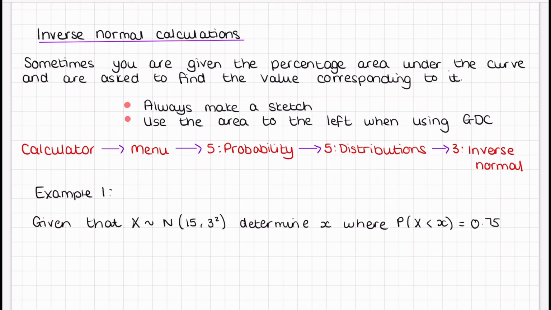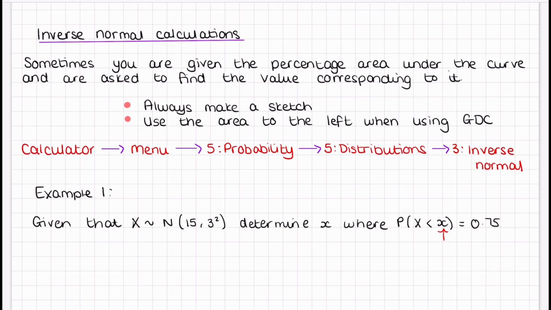This first example, we have given that the normal distribution has a mean of 15 and a standard deviation of 3, or a variance of 3 squared. Determine x where the probability that X is less than x equals 0.75. So we're wanting to find out what the value of the lowercase x is that gives a probability of 0.75.